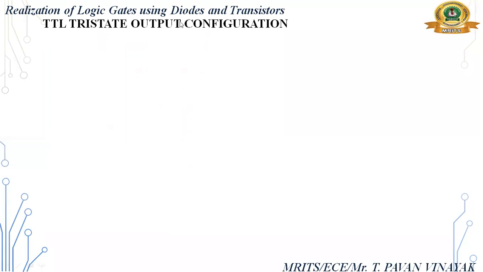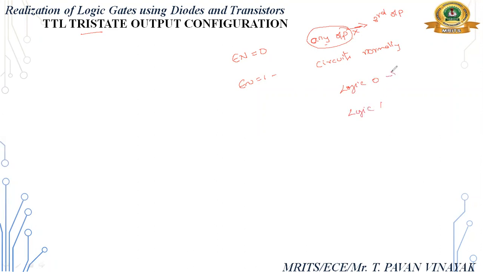Next, tri-state. While learning multiplexers or demultiplexers, we have one extra input. What is that? Enable. Whenever enable is zero, the circuit doesn't give any output, right? When enable is equal to 1, the circuit works normally. So when enable is 0, we don't know the output. That output is referred to as the third output. That is tri-state. Generally, we have two outputs, logic 0 and logic 1. This is the first output, this is the second type of output, and the third is when we don't know the output.